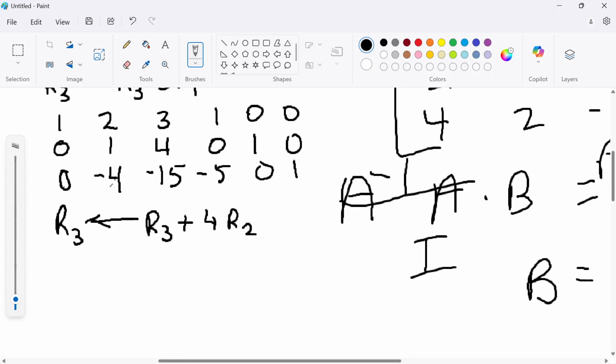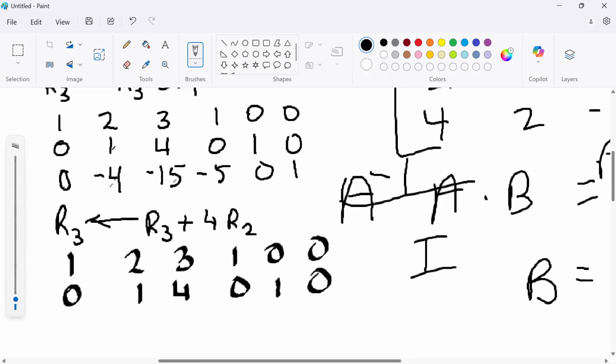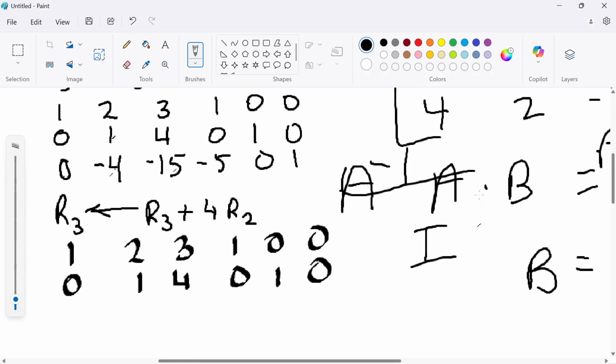Because negative 4 plus 4 times 1 is 0. So I want this to be 0, 0, 1, row 3. Row 1 is still going to be the same. Row 2 is going to be the same. I haven't done anything with those yet. And row 3, I'm doing row 3 plus 4 row 2.